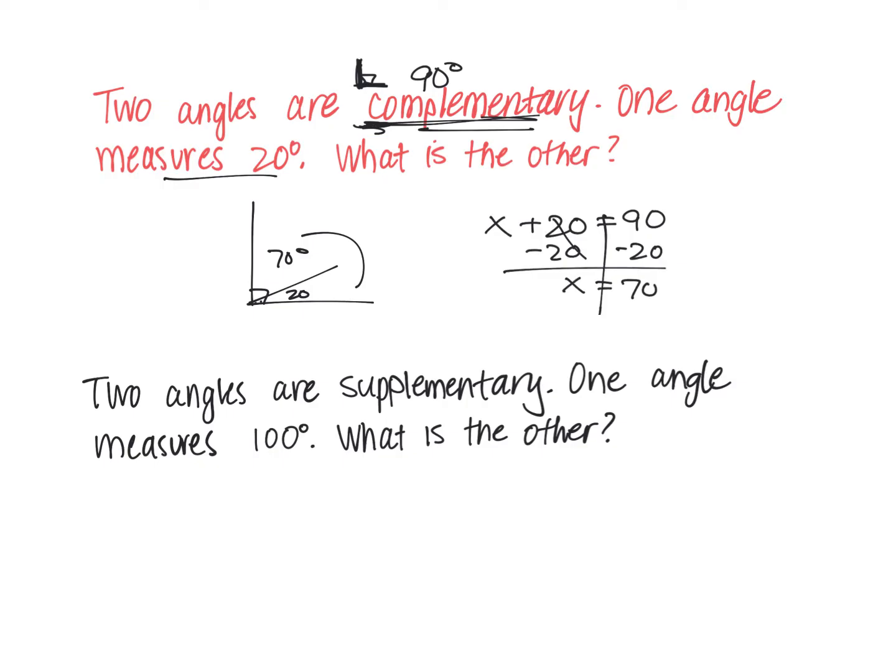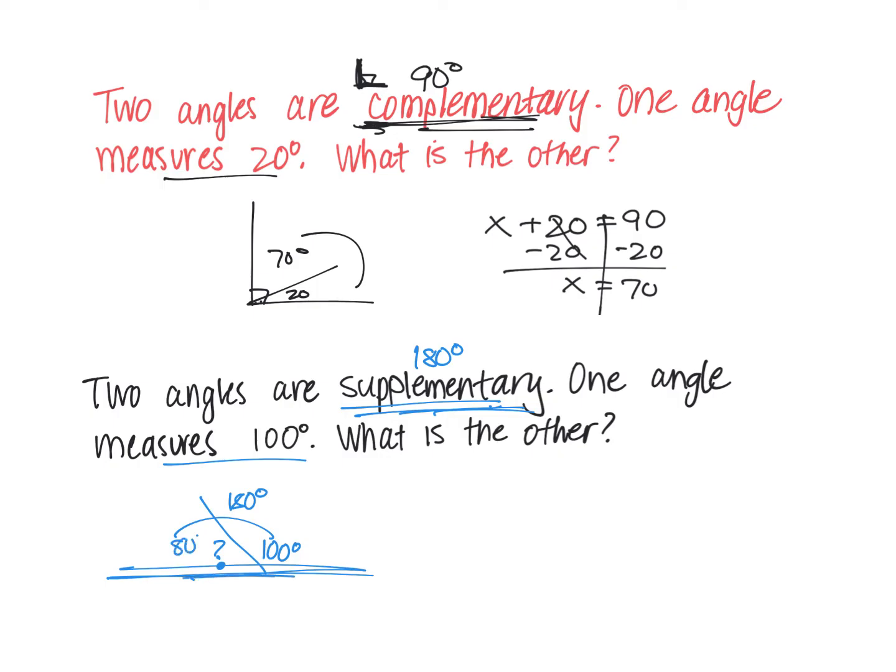If I look at the second one, it says two angles are supplementary. So first thing I think: supplementary, straight line, which has 180 degrees. One angle measures 100. So I know I have two angles. They make a straight line. Well, here's a straight line. One is 100 degrees. Well, 100 degrees would maybe be like that. I need to figure out the other one. Together they have to make 180 because it's a half circle or a straight line. So this would leave me with 80 degrees.